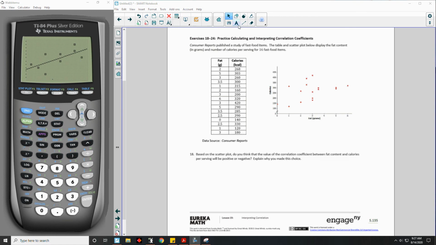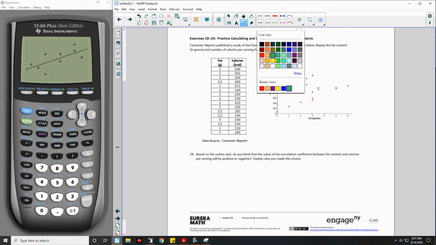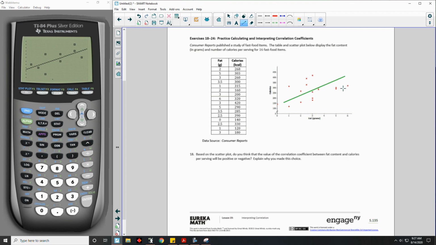Okay, so to answer this, I would see if I could draw a line of fit through it. And I would say it would be something like that. Not exactly probably, but close. But it does appear to be a positive correlation. So this is just asking, will it be positive or negative, and explain. So I would say positive. The general pattern is that as the fat content increases, the number of calories tends to increase.